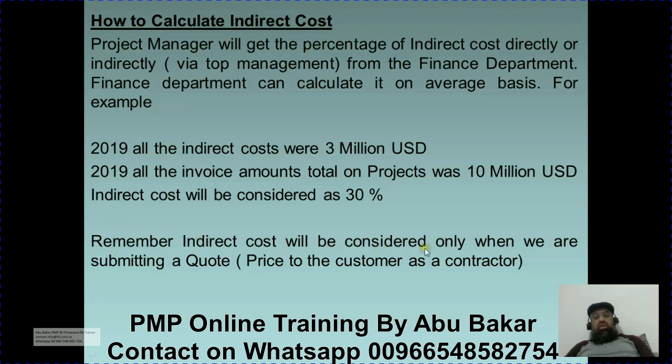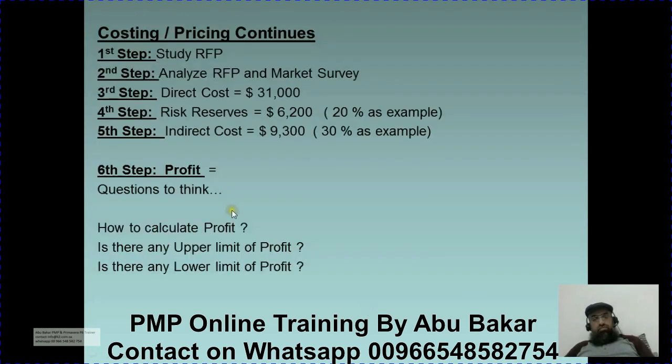Remember, indirect cost will be considered only when we are submitting a quote to the customer. But if we are submitting an estimate or budget or baseline or plan to the internal management, it could be customer side project manager submitting to customer side top management, or contractor side project manager submitting to contractor side top management. In that case, we will not include indirect cost and profit margin. So assuming we have 30% as indirect cost.